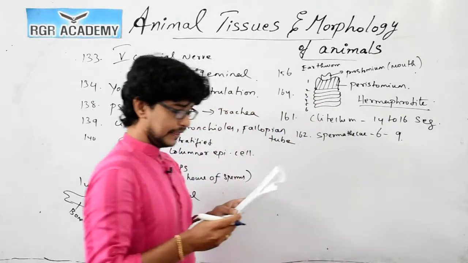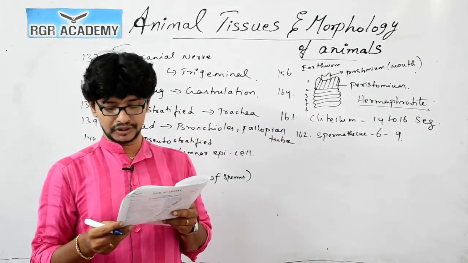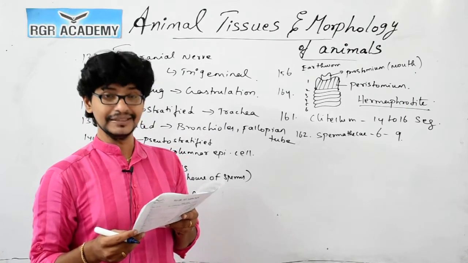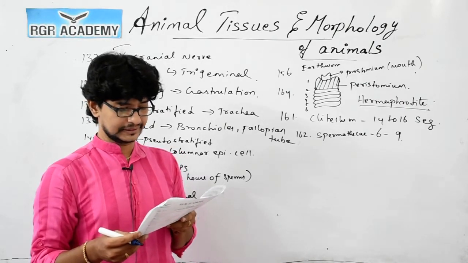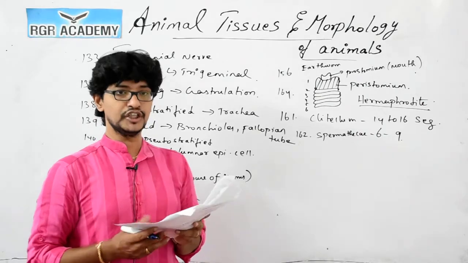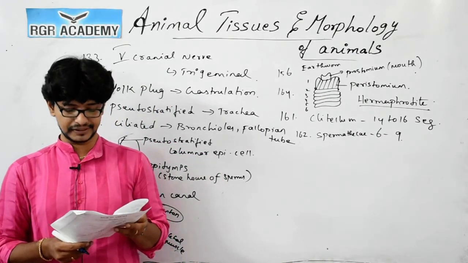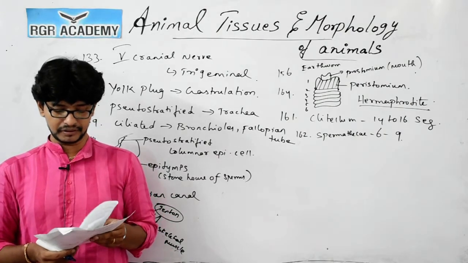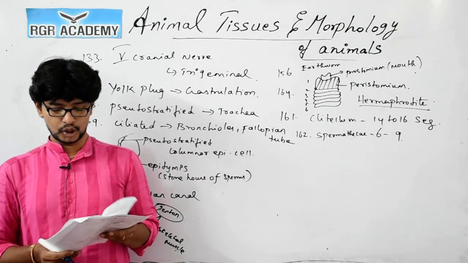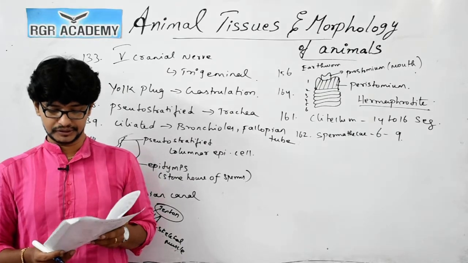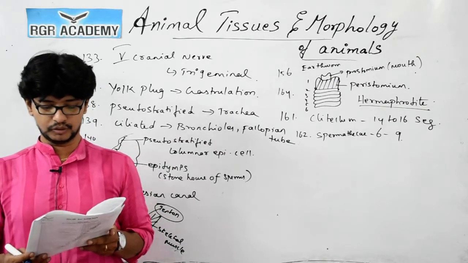165. In male cockroaches, sperms are stored in which part of the reproductive system? Seminal vesicles, which are numerous small sacs present on the ventral surface of the anterior part of the ejaculatory duct, which stores sperms. So, 1 is the correct answer.